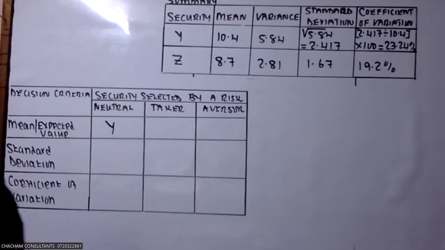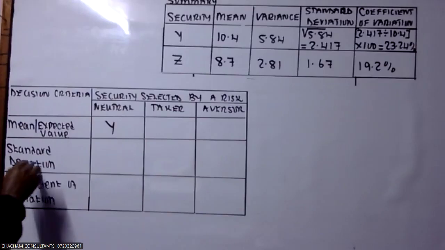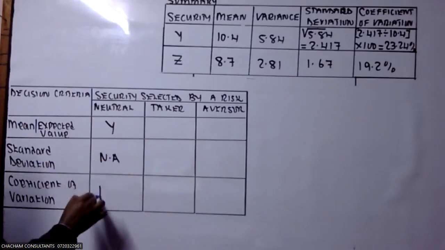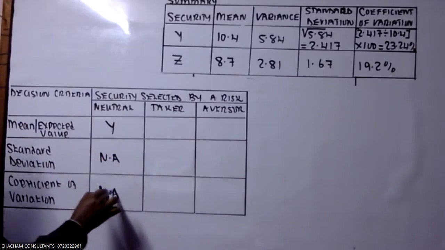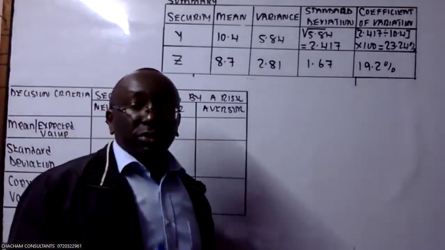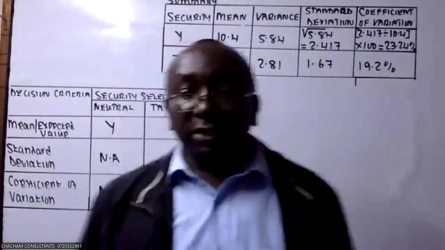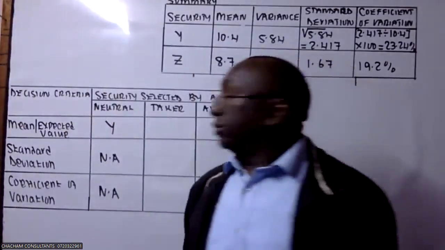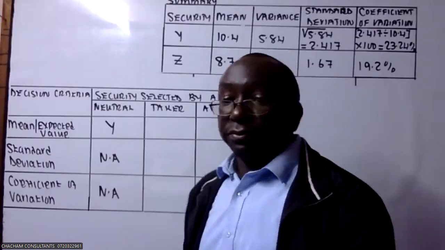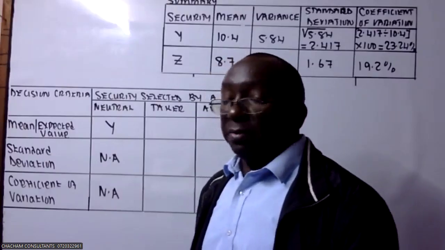Now, risk neutral person does not use standard deviation. So we just say not applicable, and even here not applicable. Tulisema risk neutral, he does not compute risk. So hatafika huku. So they are not applicable.